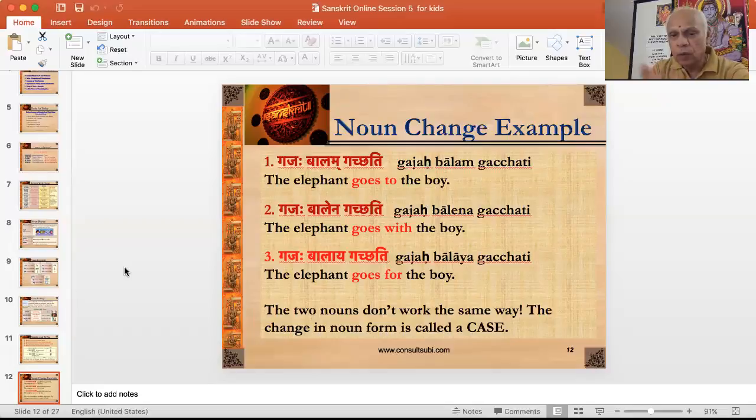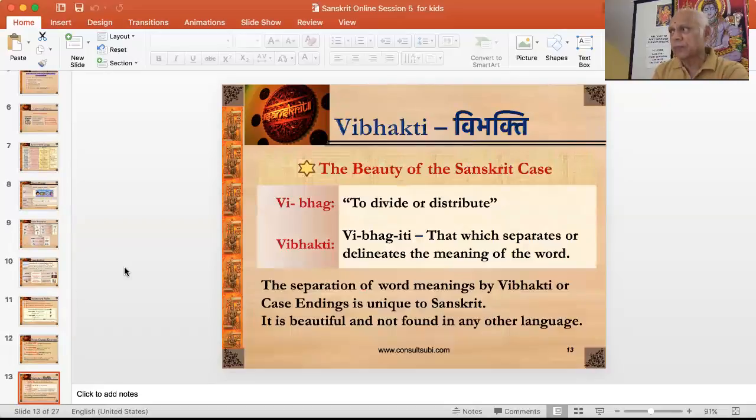So the nouns, you see how they are working? They don't work the same way. The change in the noun form, balam, balena, balaya, is called a case. A case is the same noun but working in different context. I'm going to give you more examples of this. It is called vibhakti. The beauty of the Sanskrit case comes from bhagam, which means to divide. Vibhagam is to divide or distribute. Vibhakti comes from that.